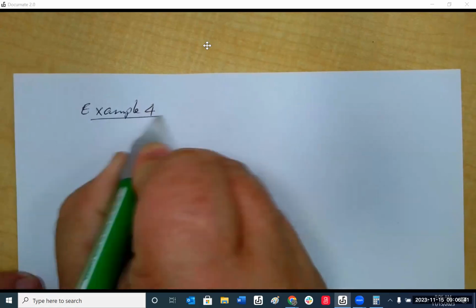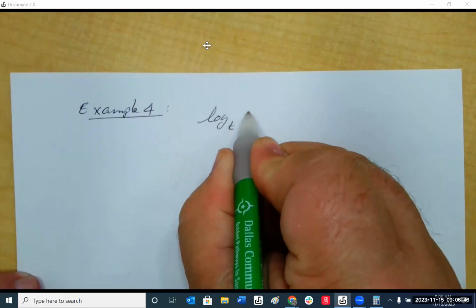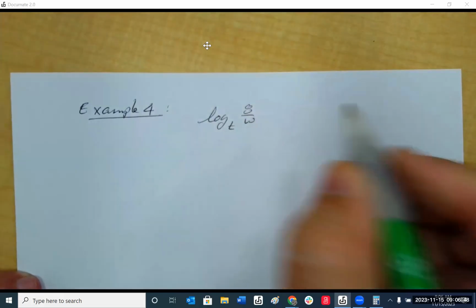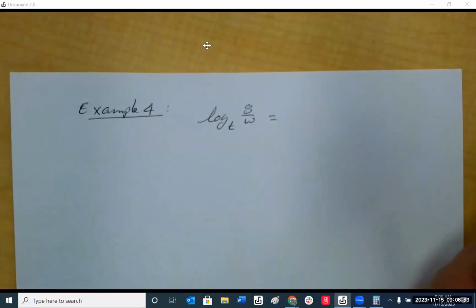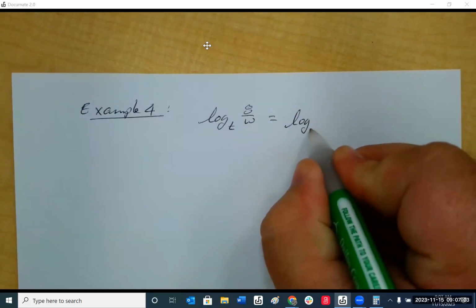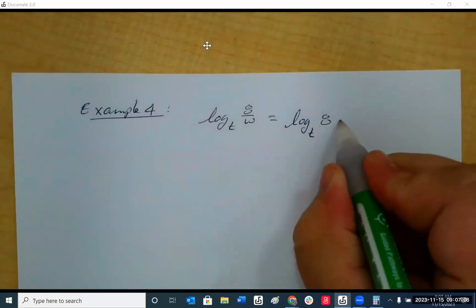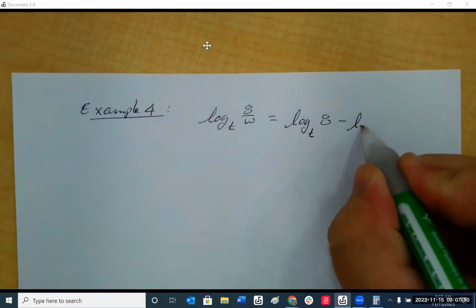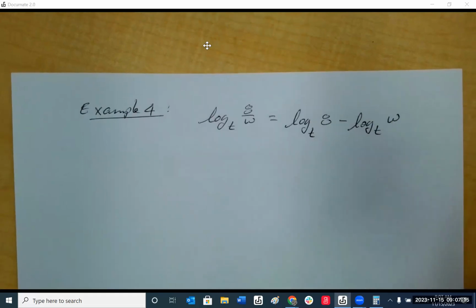Example 4. Log base t of 8 over w. Rewrite that. How would you rewrite that? Log base t of what? 8 minus, very good. Log base t of w. Yeah, perfect.